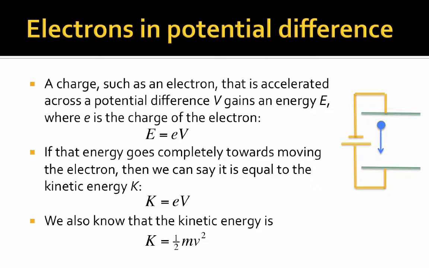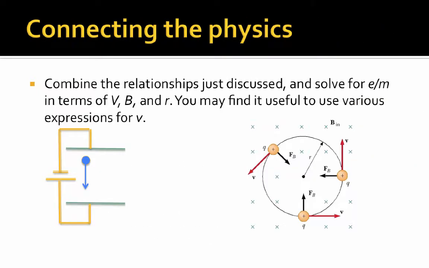We've got a lot of Vs floating around here, both voltage, or potential difference, and velocity, or little v. So all of those relationships you can now combine in order to find an expression for e over m in terms of only the potential difference V, B, and r. And you'll be asked to do this for the pre-lab question. You might find it useful as you do this to look at all the different expressions for velocity and set them equal to each other.